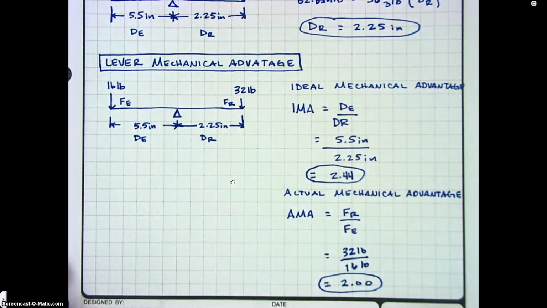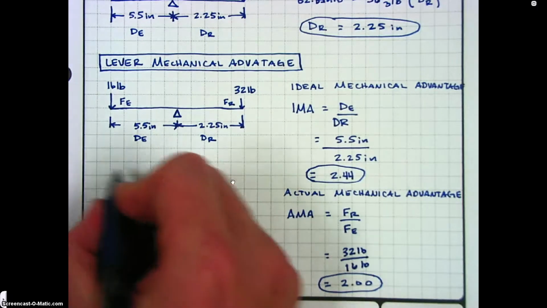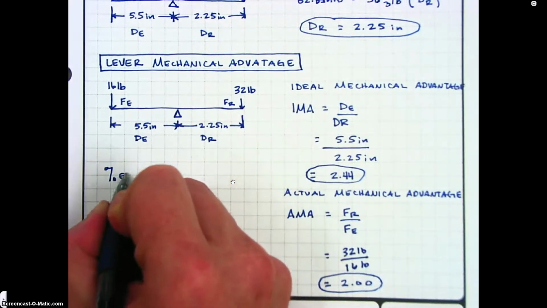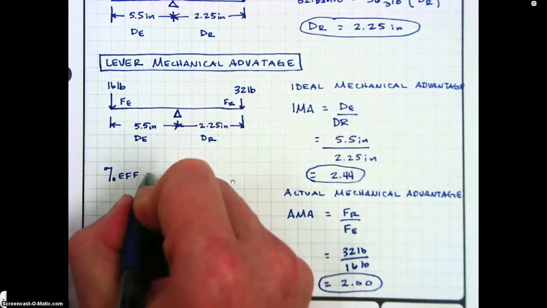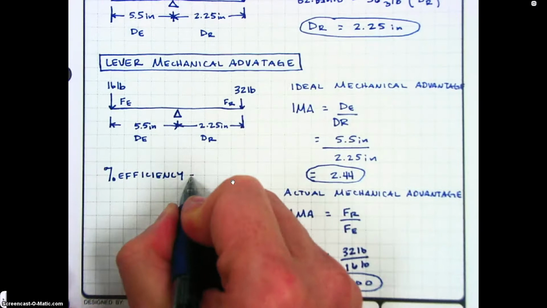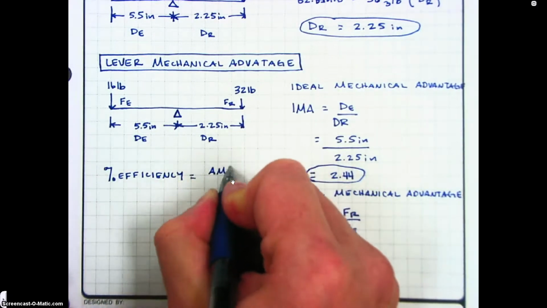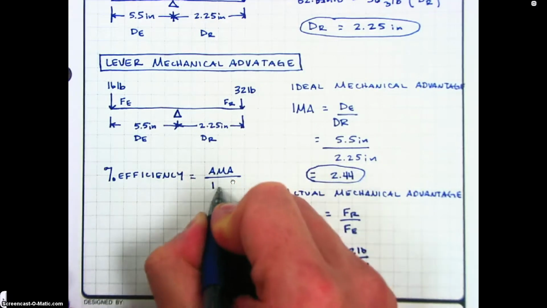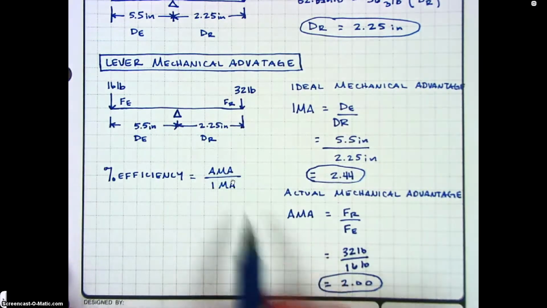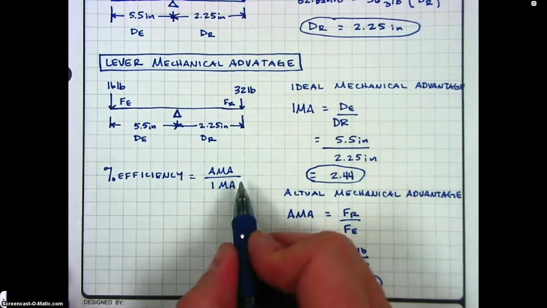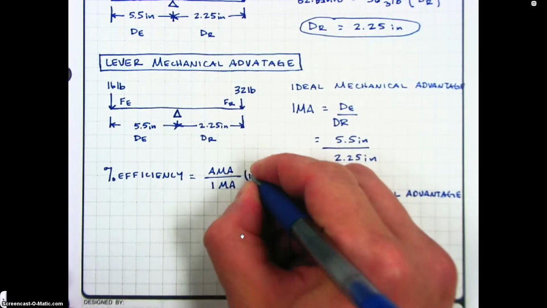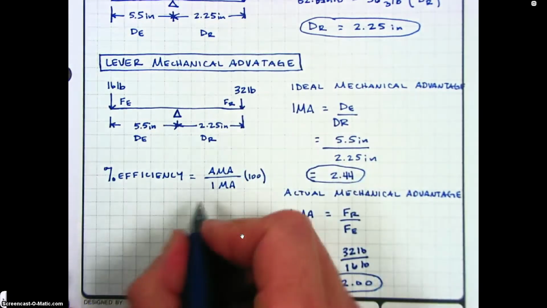So then we can calculate the efficiency of our system. The percent efficiency is equal to actual mechanical advantage divided by ideal mechanical advantage. And so we're seeing how close we got to our ideal mechanical advantage. And then if we multiply that number by 100, we can get it in percent form.